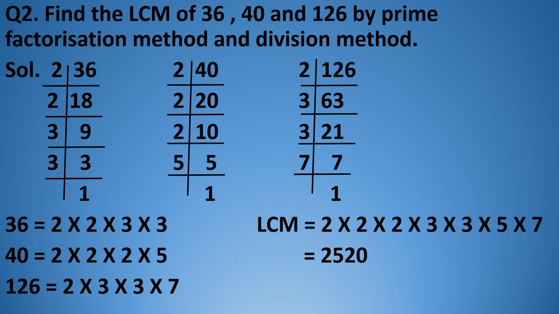Now see 5. 5 is 1 time in 40 only. So we will write down 5 once. And 7 is also 1 time. So we will write down 7. Okay. When you multiply them all, you will get 2520. So LCM of 36, 40 and 126 is 2520.